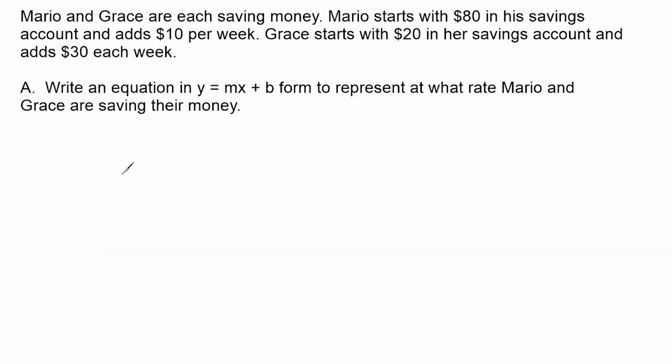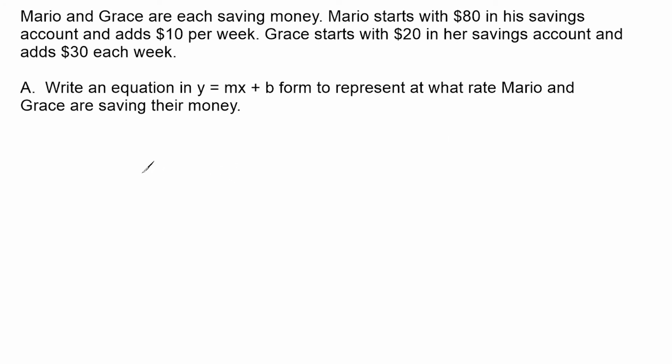And the word problem reads that Mario and Grace are each saving money. Mario starts with $80 in his savings account and adds $10 per week. Grace starts with $20 in her savings account and adds $30 each week. And what we have to do for part A is write an equation in y equals mx plus b form to represent at what rate Mario and Grace are saving their money.